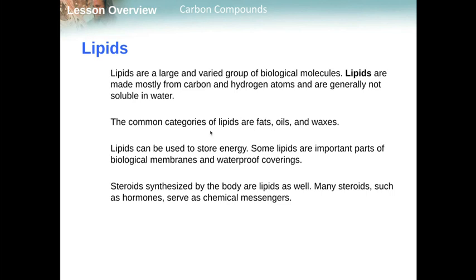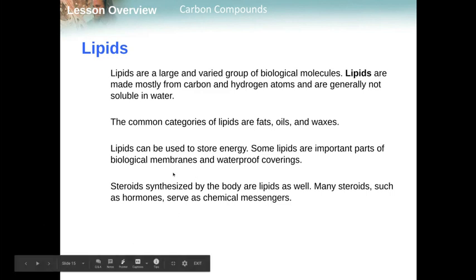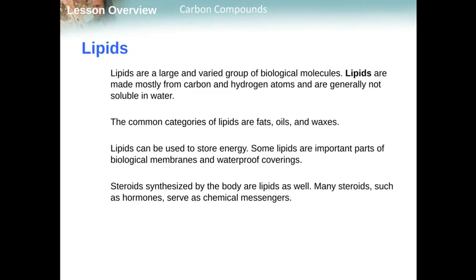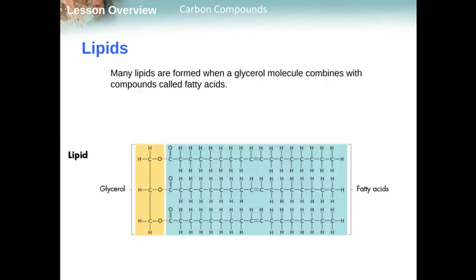Now, the biological membrane that's most important is definitely going to be the cell membrane. Okay, waterproof coverings, we find lipids in our skin. They help to waterproof the body to keep water from being able to pass from the outside in, and more importantly, from being able to simply pass from the inside of our body out. Now, steroids are a special type of lipid, and they are synthesized, which means made by the body as well. And they are used as hormones, and they also help our cells talk to other cells in our body.